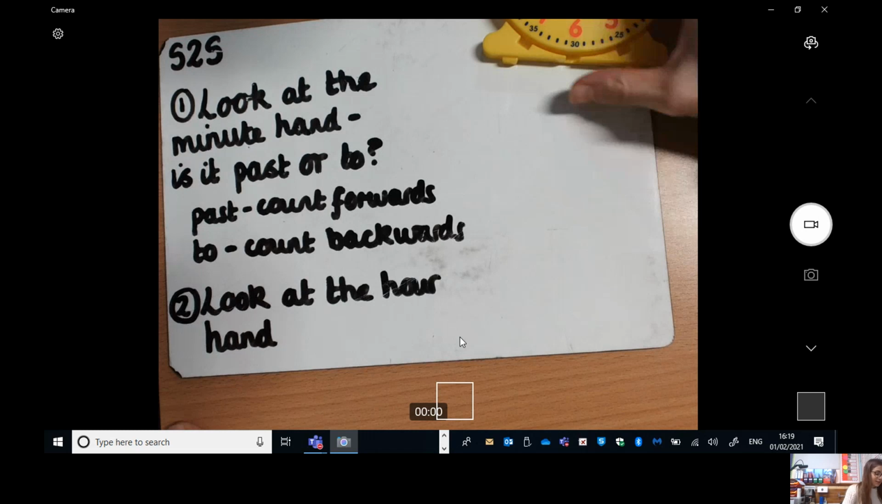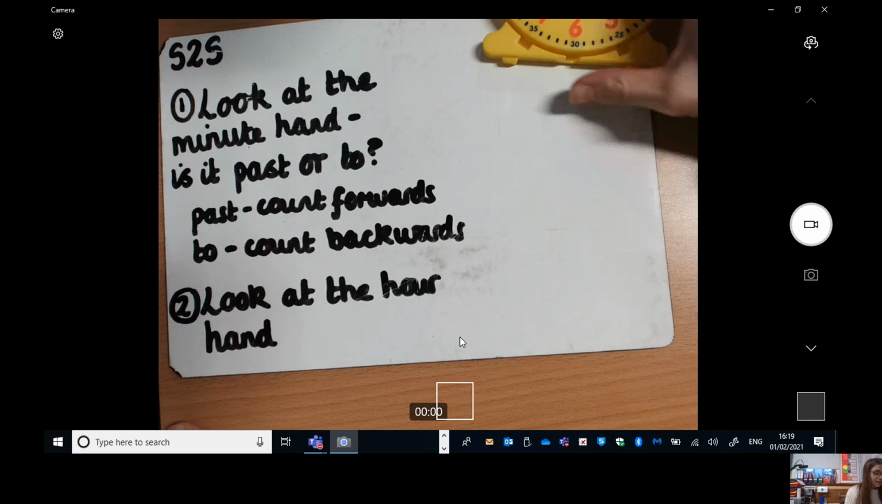Okay, let's do another example together. I'm just going to move my clock on to a different time. Okay, my clock is now showing a new time that we need to try and work out. So I'm going to really closely look at my steps to success. Look at the minute hand. Is it past or to? Okay, so this time my minute hand is, well, it's nearest to the 8, and it is on this side of the clock, between the 6 and the 12 going this way, so I know that it is to.